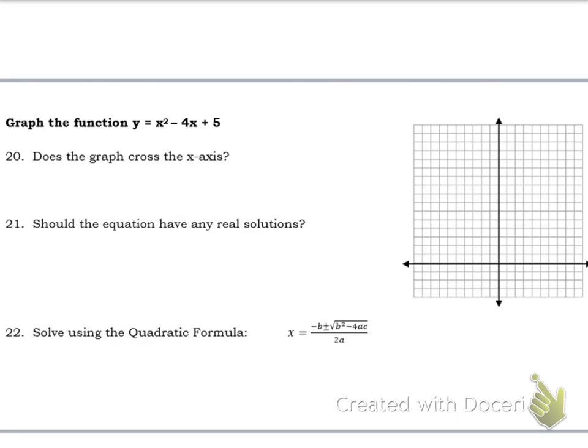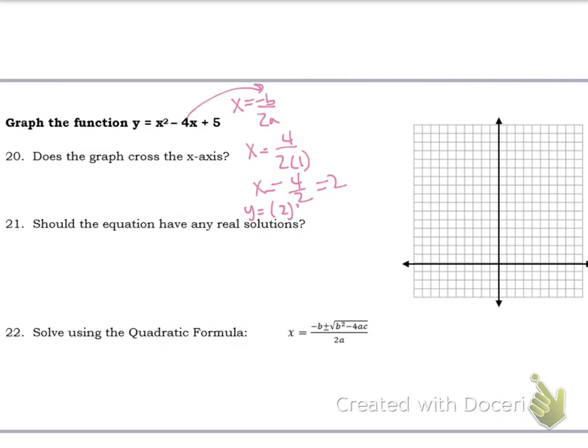Okay, does the graph cross the x-axis? So should the equation have any real solutions? Using the quadratic formula, find them. So let's go ahead and find our vertex first. So x equals negative b over 2a. So x equals negative negative 4, which is 4, over 2 times my a. So 4 over 2 is 2. Plug it in to find my y.